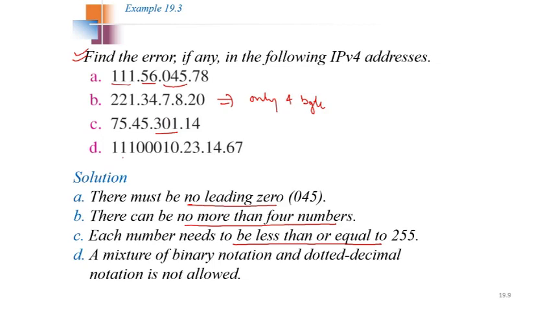Next one here is representing a combination of binary as well as decimal. So we can have only either binary or decimal. We can't have a mixture of both for representing IP addresses.